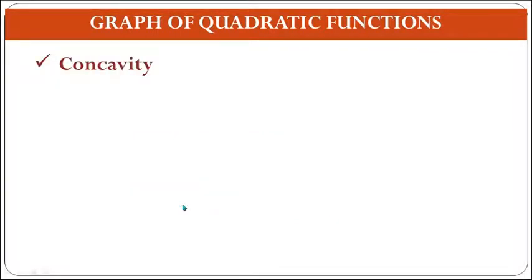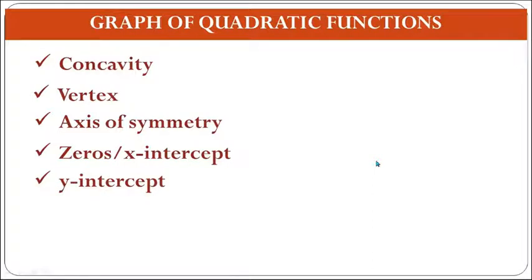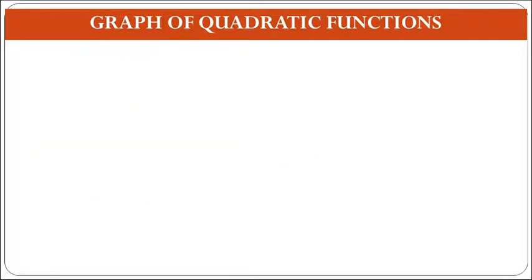In graphing the quadratic function, we look at the concavity, yung opens upward or downward. The vertex, gaya ng pinakita kanina, yung point. The axis of symmetry, yung nagha-half ng parabola. Then the zeros or x-intercept and y-intercept. So gagawin natin yan dito. For example, f of x is equal to x squared minus 4x plus 4.